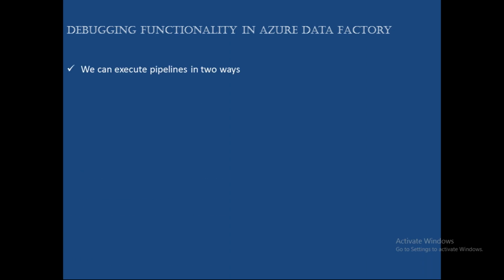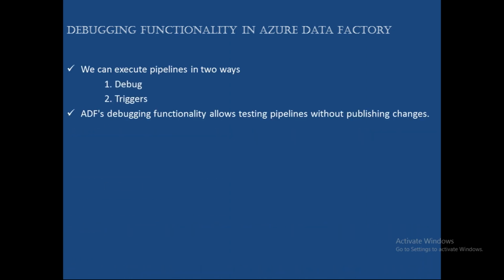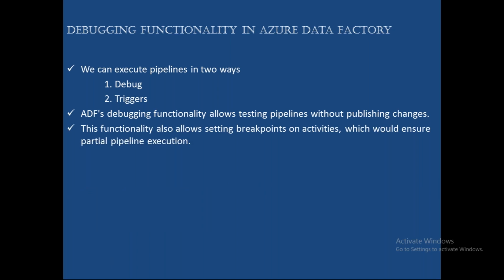Debug functionality, as we discussed yesterday: we can execute a pipeline in two ways, debug and triggers. ADF debug functionality allows testing a pipeline without publishing changes. In debug, we don't need to publish these changes. Without publishing the pipeline, you are able to debug it. Next, this functionality also allows setting a breakpoint on activities, which ensures partial pipeline execution. We are executing the pipeline partially.